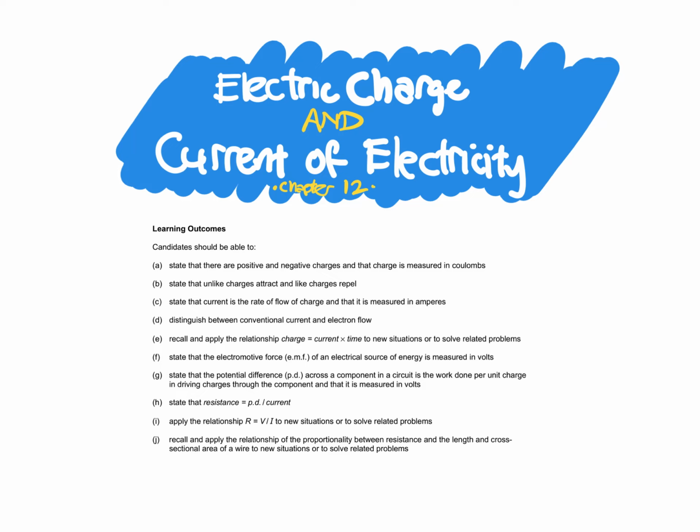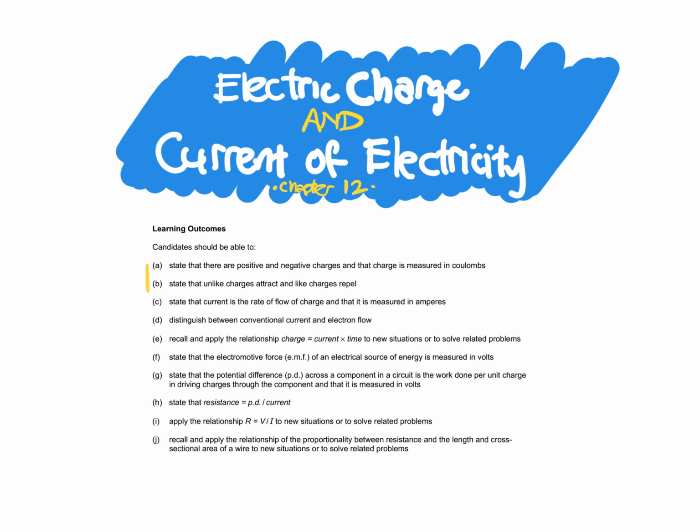In this chapter, there are four main parts. The first part starts off talking about static electricity. After that, it talks about what is current and current flow. Then you have potential difference. Finally, you have resistance. There's quite a lot of formulas in this chapter, but let's go through step by step, starting off with the first part concerning electric charge.